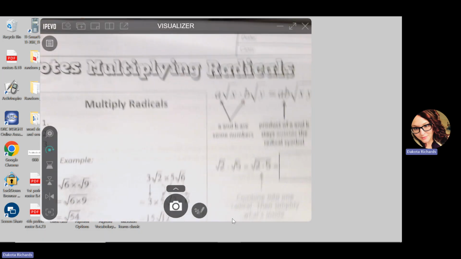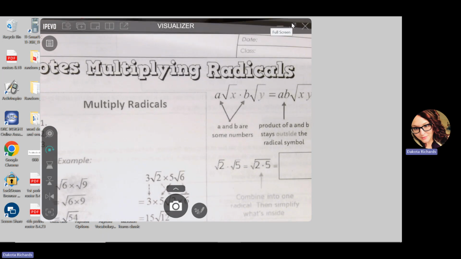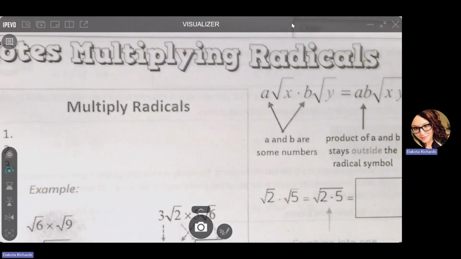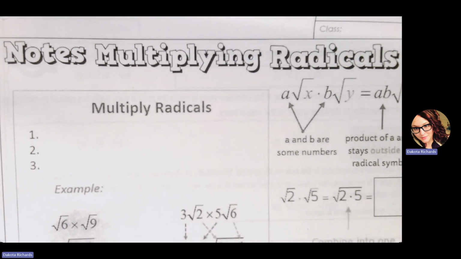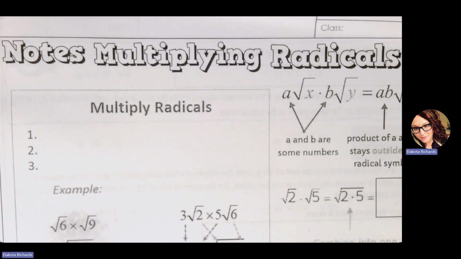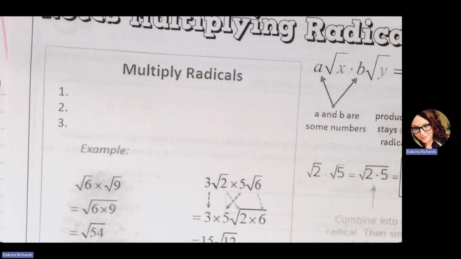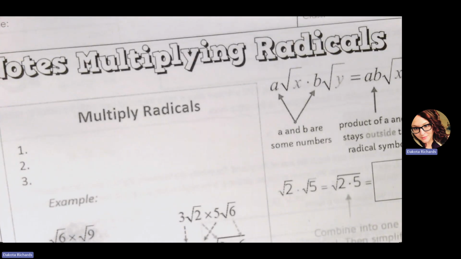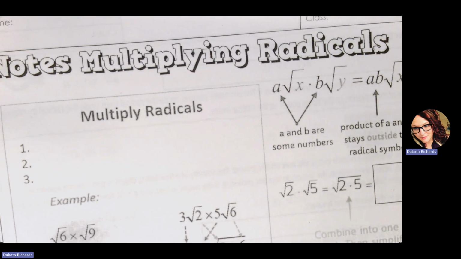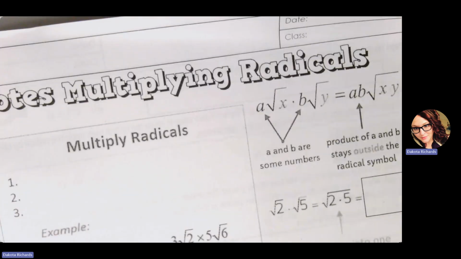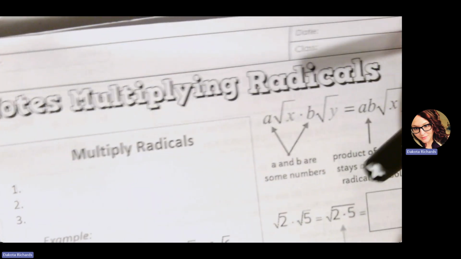Today we are looking at multiplying radicals. Last week we did simplifying radicals and we did adding radicals. But today we're going to look at multiplying radicals. Okay, so your notes should look like this. Number 1 here, you're going to say, when you're multiplying radicals, the first thing you want to do is multiply the coefficients if they have them. So let's write this in, multiply the coefficients.